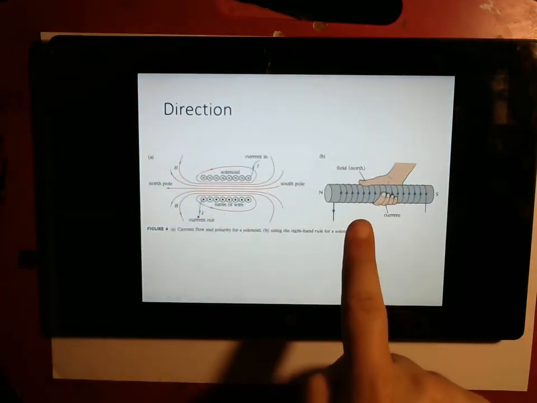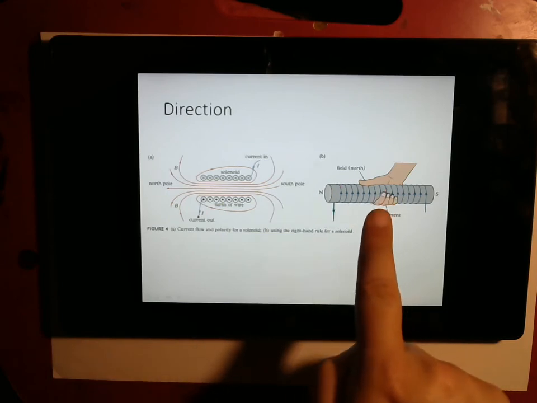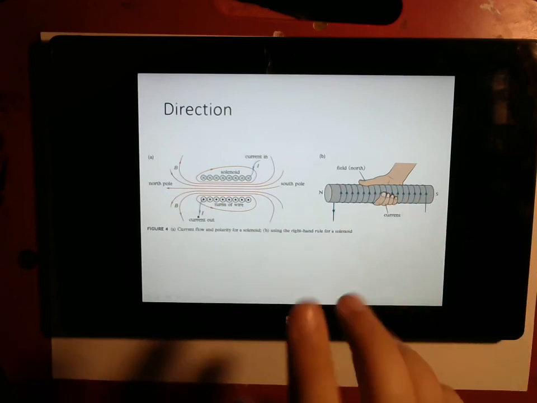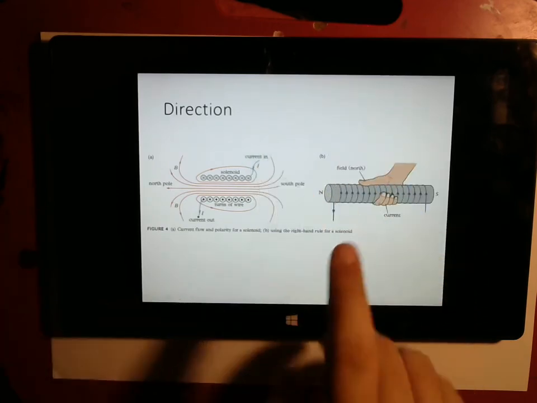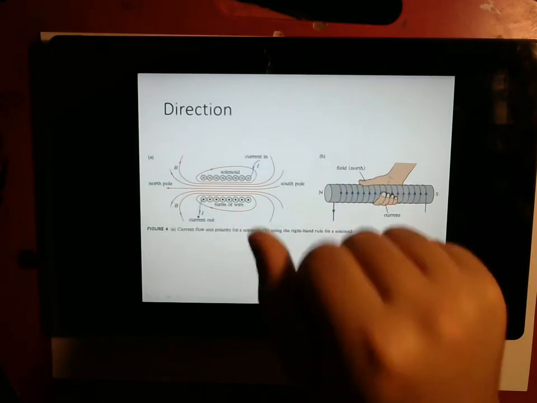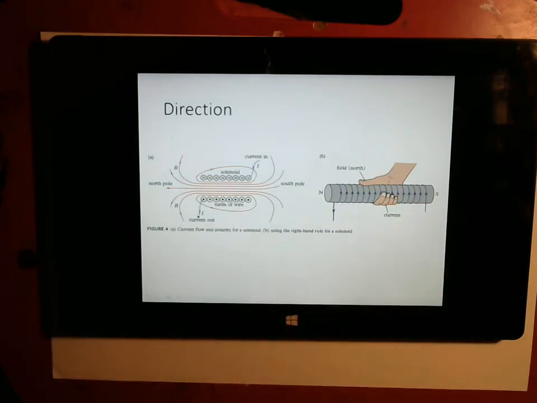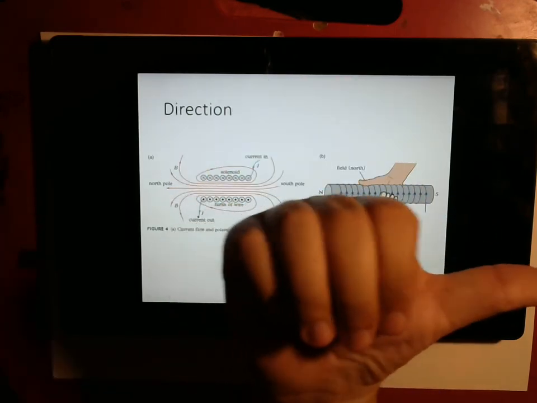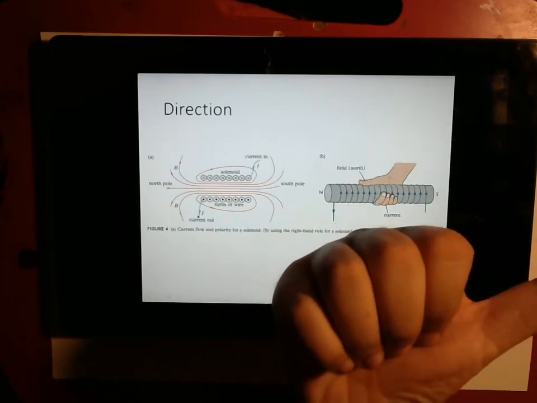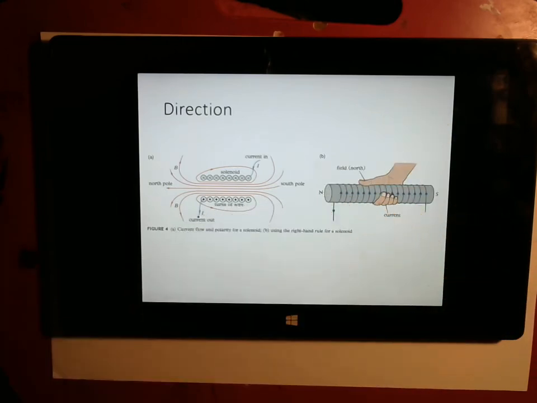Here is the same solenoid, just with a 3D drawing, and we can see that the field is going up, so my fingers go up and curl, and so the north pole is to the left. If the arrows are drawn pointing down, curling this way, our field would be pointing towards the right there. Okay, so let's do an example.